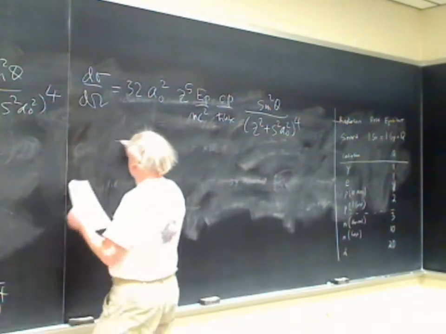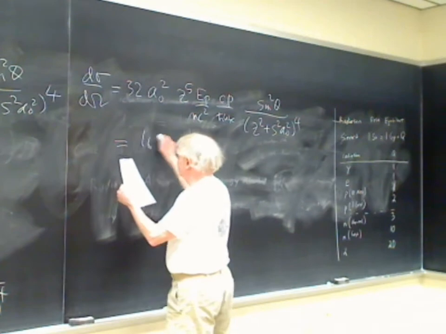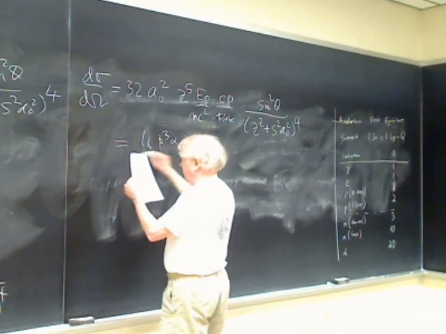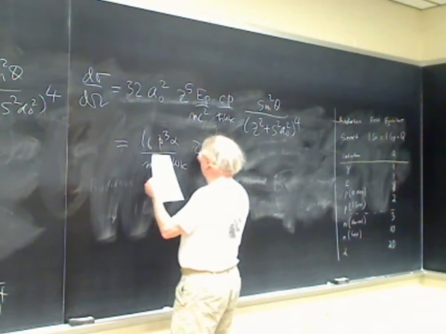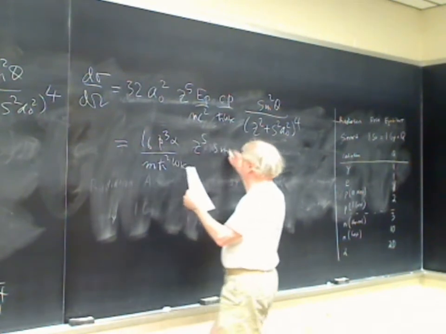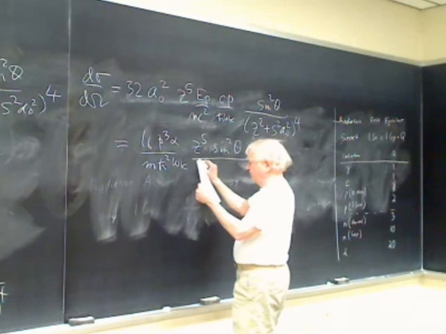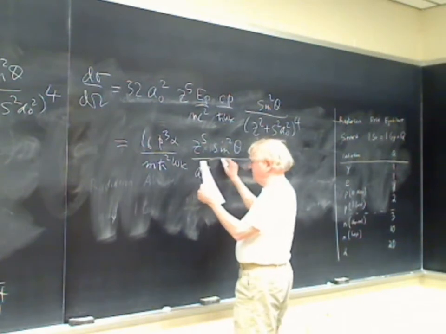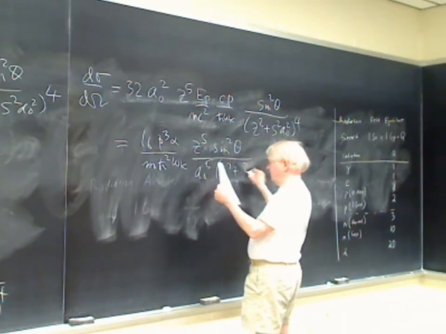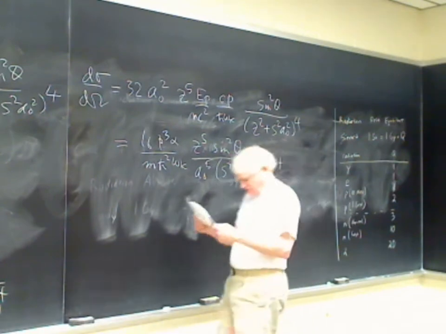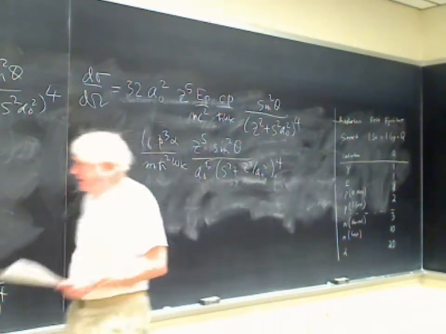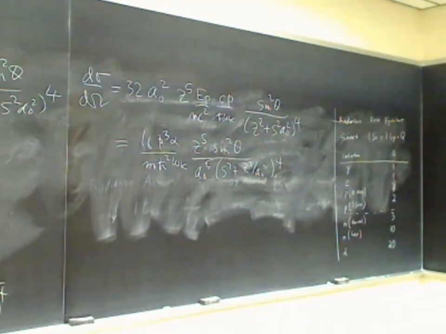Probably the simplest way of writing it is 16 p cubed alpha over m h bar squared omega k z to the fifth sine squared theta over a zero to the fifth s squared plus p squared over a zero to the fifth. Anyway, it's all in the notes and they're online. Now, this was when we averaged over the polarizations of the initial photon.